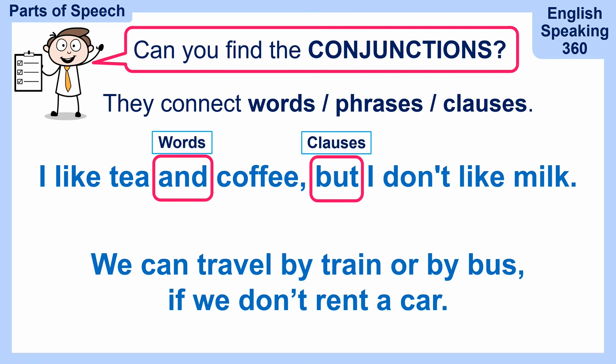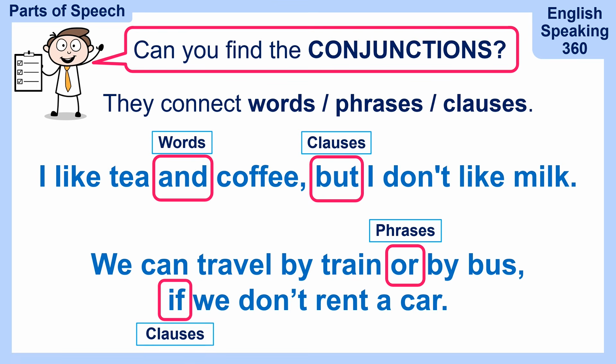Here's another sentence for you. We can travel by train or by bus if we don't rent a car. The first conjunction here is "or." And what does it connect? It connects phrases: by train or by bus. Those are two phrases. There's one more conjunction here, "if." And "if" connects clauses. We can travel by train or by bus. Clause number 1. We don't rent a car. Clause number 2.